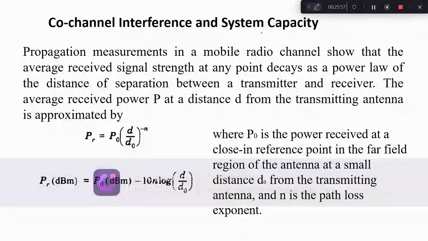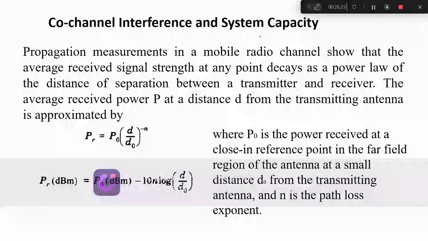Then propagation measurements in a mobile radio channel show that the average received signal strength at any point decays as a power law of the distance of separation between a transmitter and receiver. The average received power P at a distance d from the transmitting antenna is approximated by P = P naught (d over d naught) raised to the power minus n.